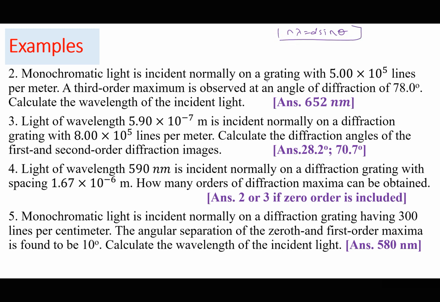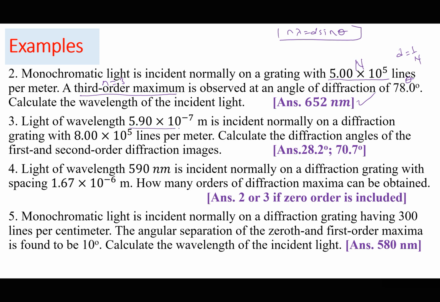Monochromatic light is incident normal on a grating with 5 times 10 to the power of 5 lines per meter. A third order maximum, so small n equals 3, is observed at an angle of diffraction 78. So this is going to be theta. Calculate the wavelength of the incident light. This is similar to the previous example. I will not solve that. You just substitute in that equation. Remember, d equals 1 over N. This was capital N.